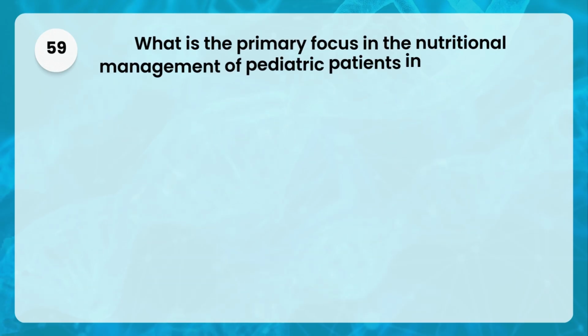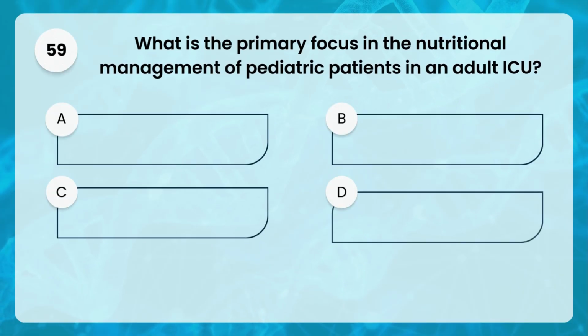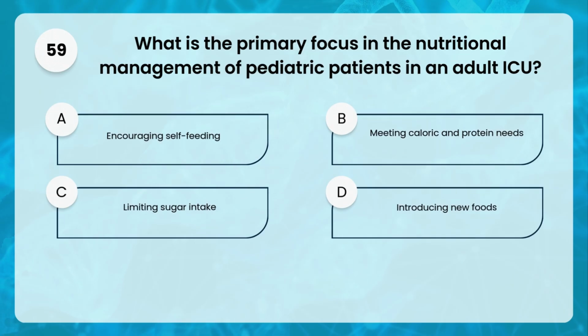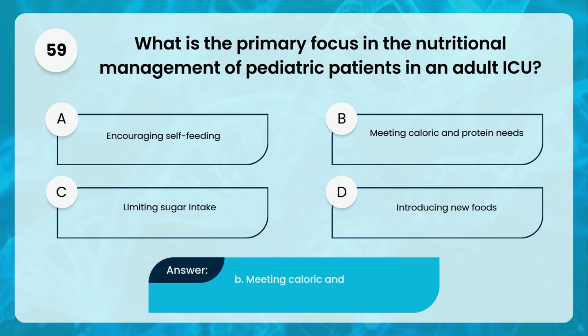59. What is the primary focus in the nutritional management of pediatric patients in an adult ICU? A. Encouraging self-feeding. B. Meeting caloric and protein needs. C. Limiting sugar intake. Or D. Introducing new foods. The answer is B. Meeting caloric and protein needs.